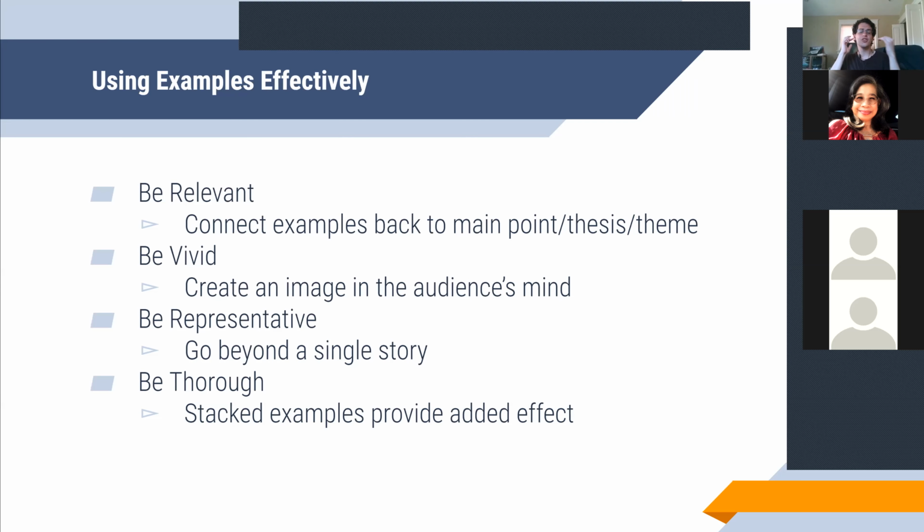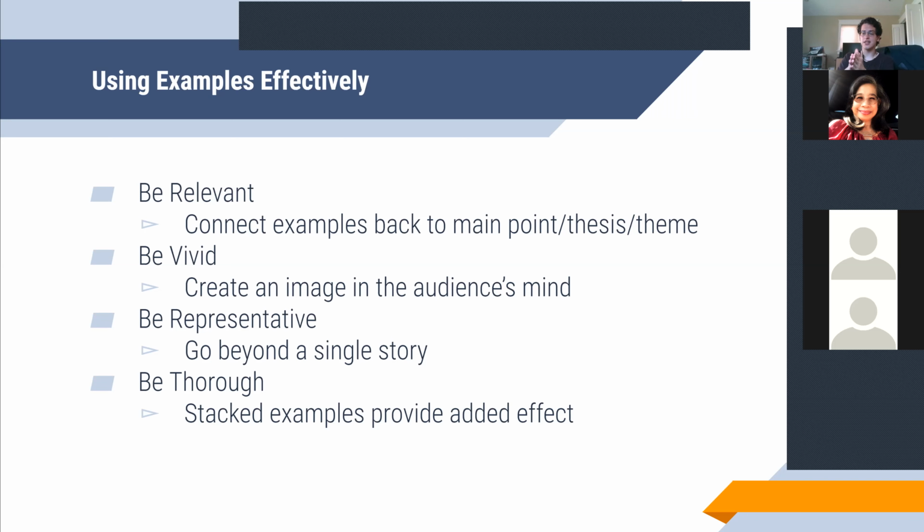Some guidelines for using examples effectively in your speech are: first, be relevant. Actually connect your example to the rest of your speech. The audience needs to understand why this example is important and what valuable lesson they could actually learn from it. So you want to connect your example back to your main point, your main point back to your thesis, and your thesis back to your theme. In doing so, you make your entire speech sound well-rounded and like everything is there for a specific purpose.